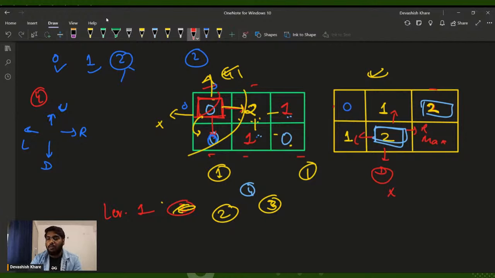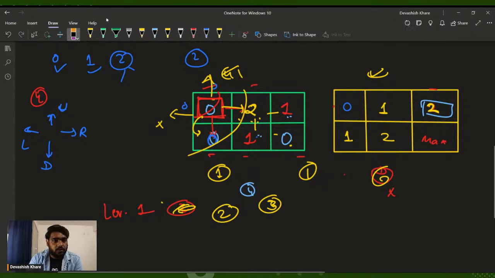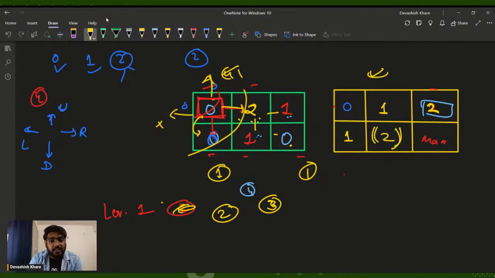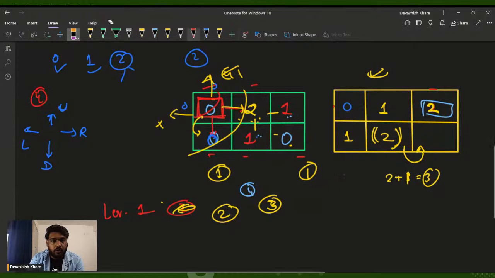Can we go left? No, because it is already traveled. Can we go up? No, it is already traveled. We can only move towards the right, because that is a cell that we have not traveled yet. So we travel this one, and we have to calculate how many steps we have taken. We have taken 2 steps already to reach this cell, and we'll be taking one more step to reach this one. 2 plus 1 will be 3. 3 is less than the maximum value, so it will be replaced. Now we have a value here.